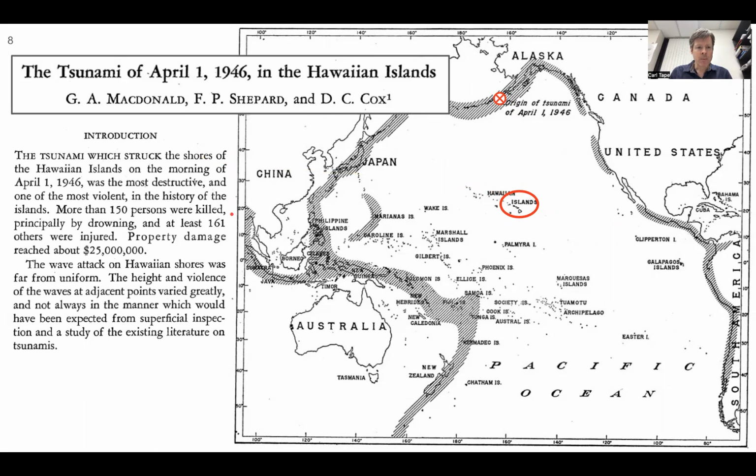It says the wave attack on Hawaiian shores was far from uniform. The height and violence of the waves at adjacent points varied greatly, and not always in the manner which would have been expected from superficial inspection and a study of the existing literature on tsunamis. What they did was they documented how different the wave was entering various harbors in Hawaii.